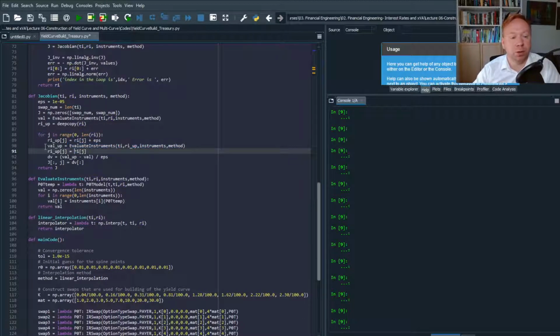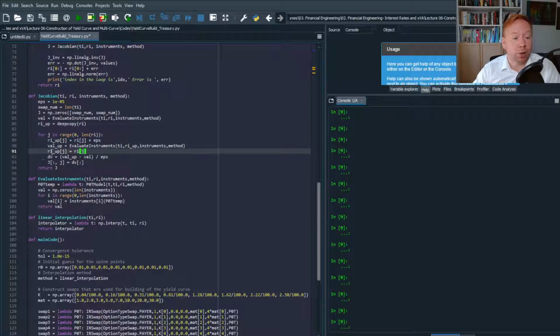So this will be essentially every row. So every swap will be shocked for all the spine points. And then we have to do it again. So first, we see that here we evaluate it once. We have to do it again for the shocked spine points.